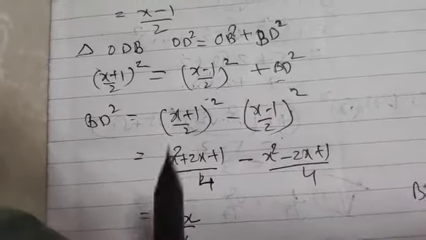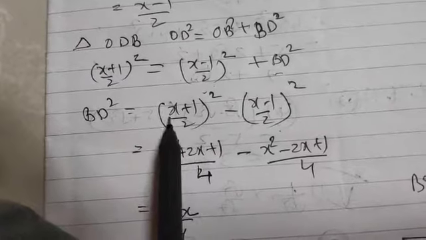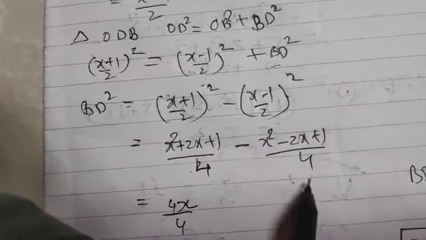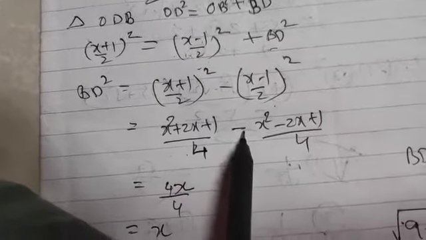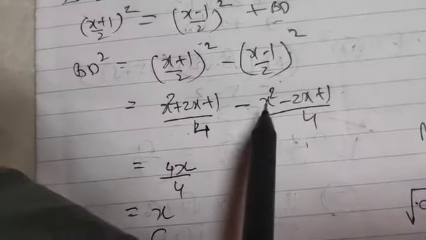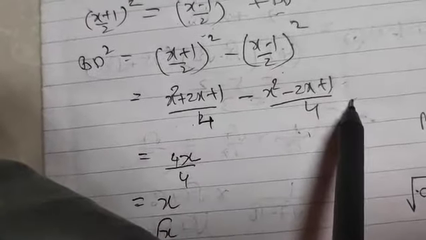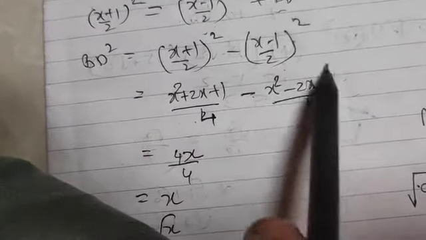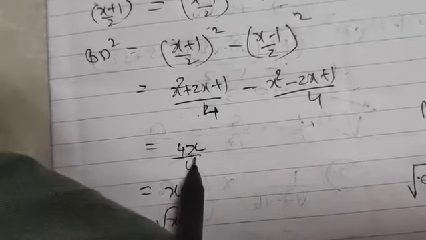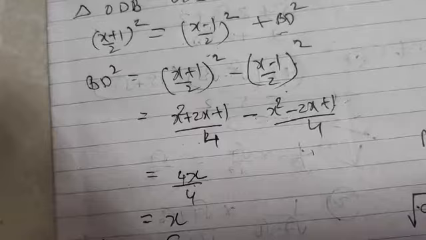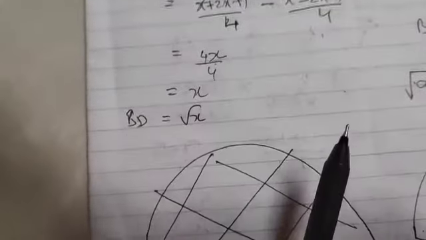If you try to open it up, this will be the (a plus b) whole square identity. So (x square plus 2x plus 1) whole upon 4, minus (x square minus 2x plus 1) whole upon 4. But this minus sign is there, so the sign will change. So minus x square plus 2x minus 1. If you take together, the sign will change over here. And hence what will be left out? 2x plus 2x will be 4x, and 4x upon 4 will be left out. Clear?